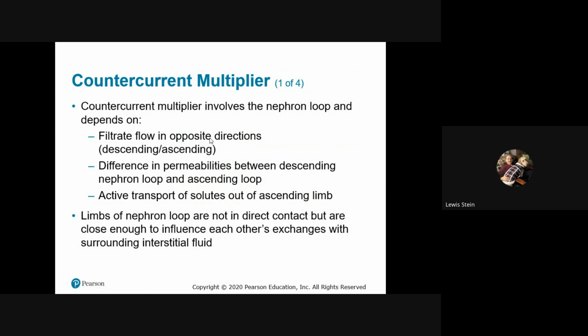Permeabilities: water permeable going down, solute permeable going up, water impermeable. And we have to use active transports in the ascending limb because it's thick. It's not a membrane they can get through. So they are not in direct contact, but are close enough to influence each other with exchanges with surrounding interstitial fluid. So it's that hairpin turn in the proximity that really allows the gradient to impact what's going on.